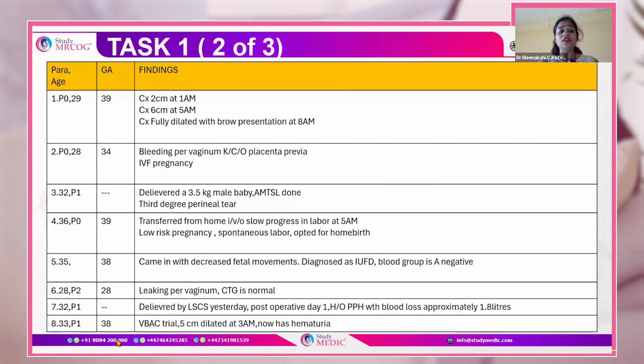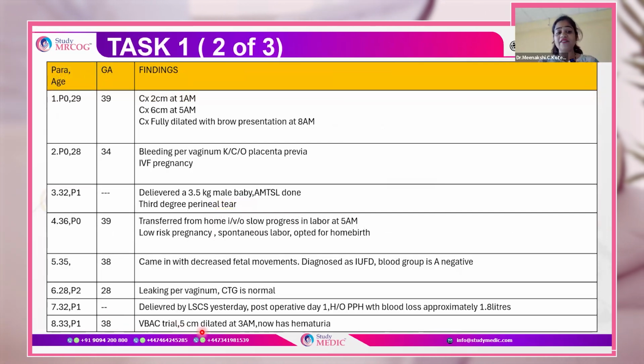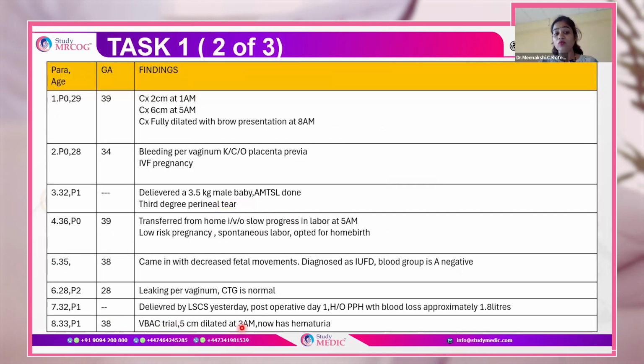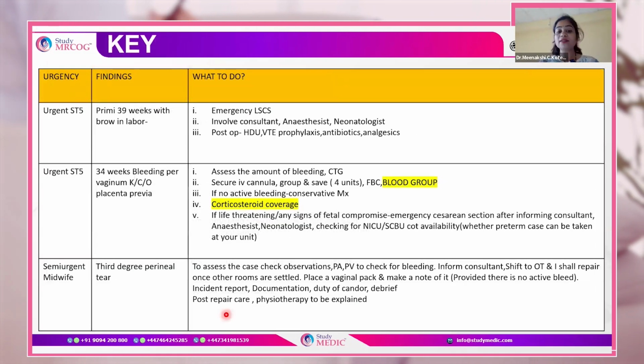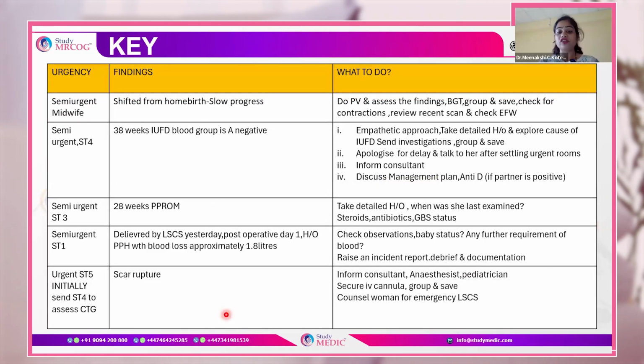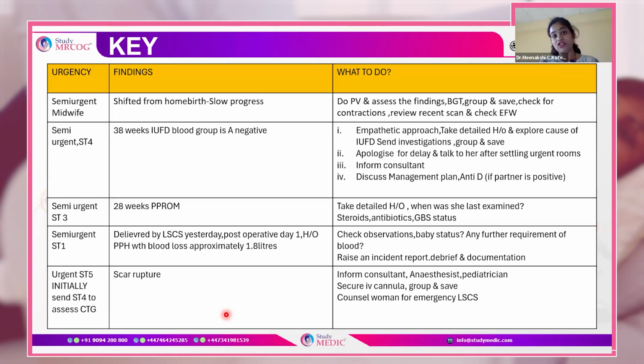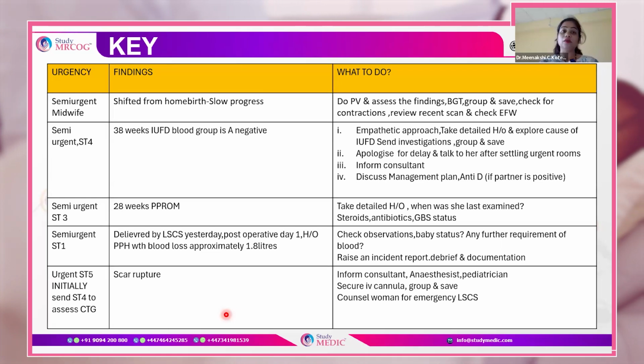And the next one is a 33-year-old who has come at 38 weeks of gestation. She is under a VBAC trial, who's 5 centimeters dilated at 3 a.m. and now she's got hematuria. So you know that there is a possibility of rupture here. Therefore you have to involve the consultant, anesthetist, and pediatrician, secure the cannula, group and save, counsel her, and shift her for the emergency LSCS.